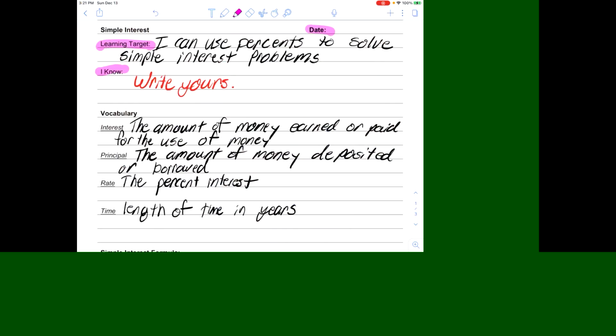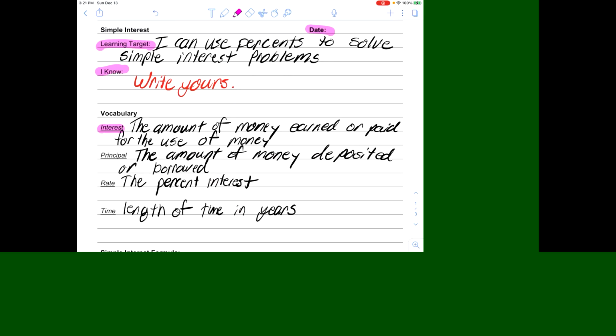And then we have 4 vocabulary words today. The first one is interest. Interest is the amount of money earned or paid for the use of money. The 2 common ways that you hear about interest are when you take out a loan or when you put money in the bank. If you put money in a bank, you're allowing the bank to use that money, and then they pay you interest for getting to use your money. You can still take your money back whenever you want it, but you stop earning interest.